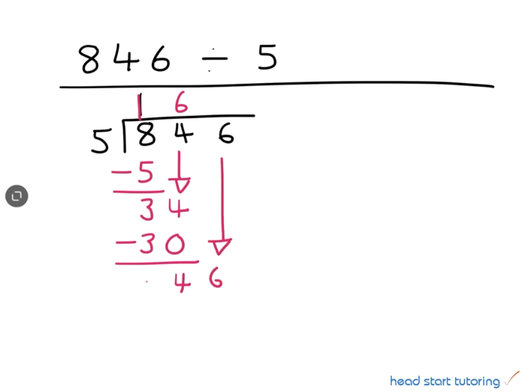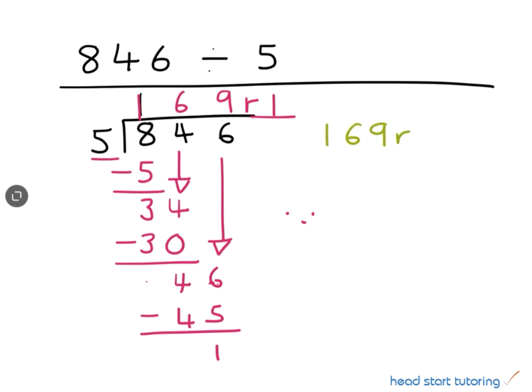We then bring down our 6. 5 into 46 fits 9 times. 9 times 5 is 45. And we see that we've now got a remainder of 1. So that remainder of 1 we can put there, remainder 1. So our answer could be 169 remainder 1. That is correct. But it's very, very important for us to understand what that remainder 1 actually means and what it represents.